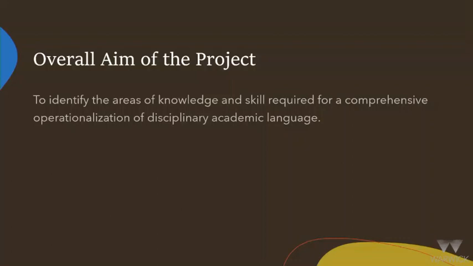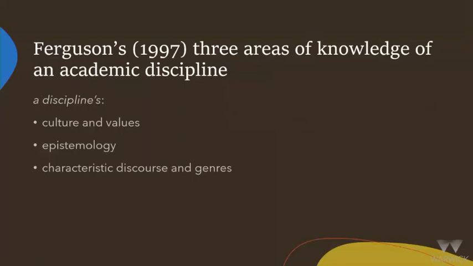And the word operationalise in research methodology has a precise meaning relating to identifying particular variables in research. Here we're using it in the sense of developing a comprehensive approach to understanding disciplinary academic language and what are all of the potential areas of knowledge and skill that such language draws on, and how do these types of knowledge intersect and integrate when communicating in a disciplinary academic context. And as a basis for doing this, we're beginning with the particular theoretical approach that we talked about this morning, Ferguson's three areas of knowledge of an academic discipline.